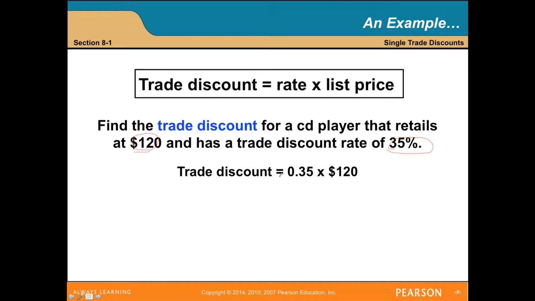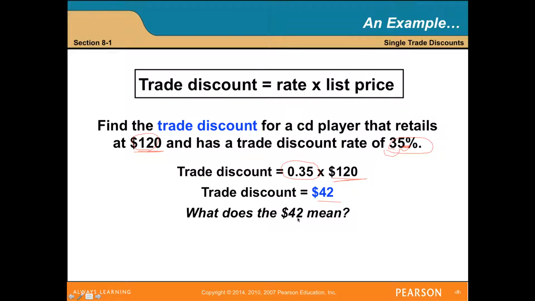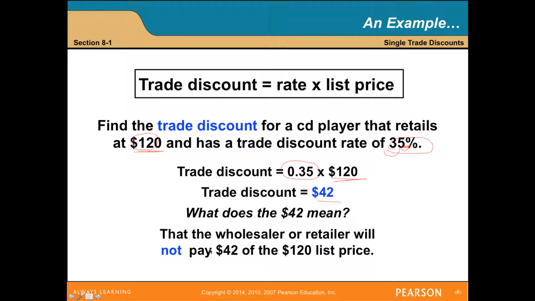So here we know that the trade discount rate is 35%. As you recall from previous chapters, if we pretend that a decimal is right here, you move it 2 units to the left, and then that's the factor which we use in the calculator to discount by 35%, and then times $120, which is the retail price. So then the trade discount is $42. So what does the $42 mean? That the wholesaler or the retailer will not pay $42 of the $120 list price.